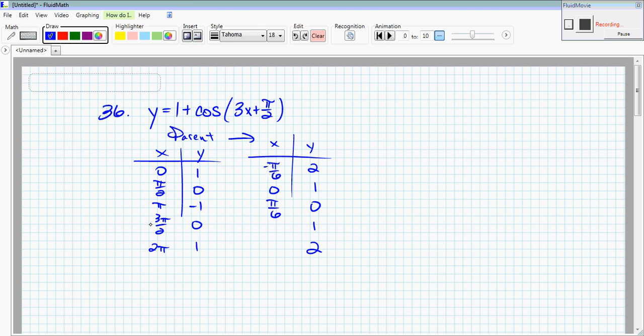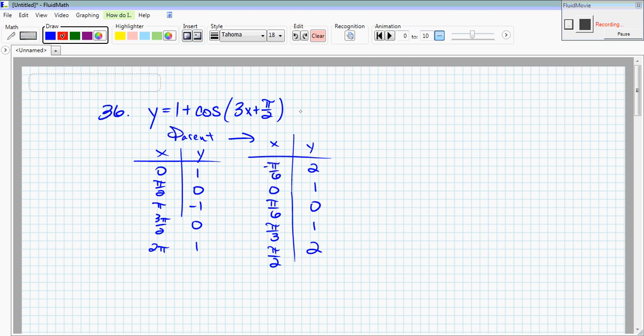3 pi over 2 minus pi over 2 gives us pi divided by 3 is pi over 3. And then last but not least, we have 2 pi minus pi over 2 is 3 pi over 2 divided by 3 is 3 pi over 6. So we end up with pi over 2. So those values should be correct.